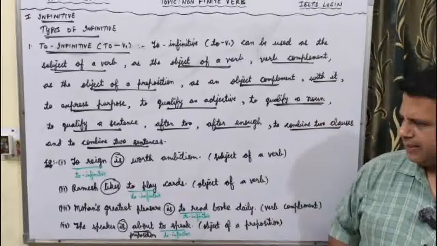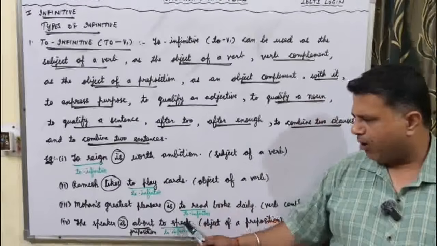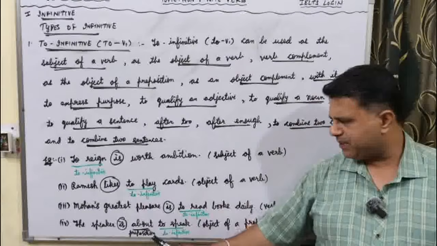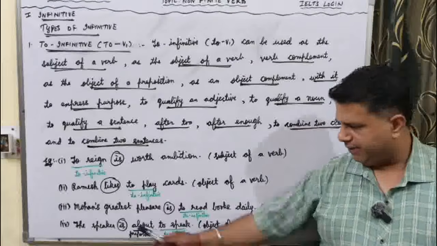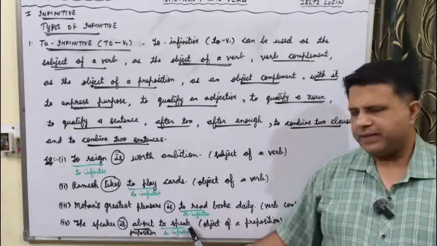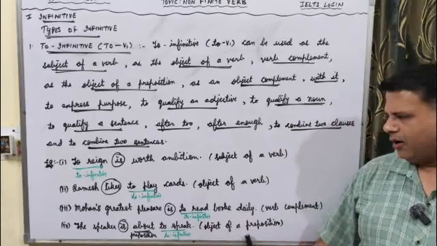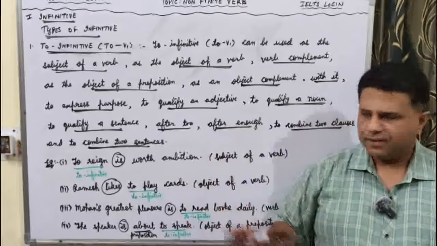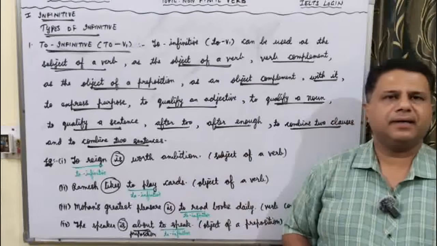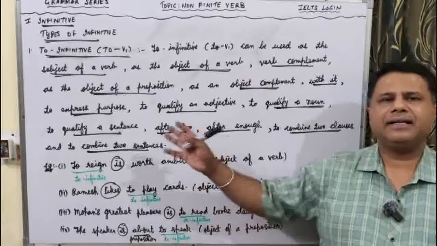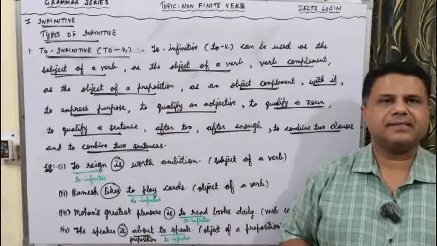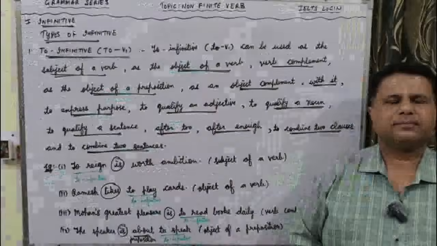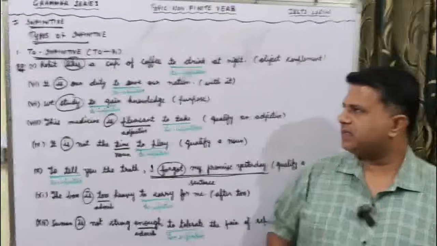See the fourth sentence. The speaker is about to speak. About is a preposition. To speak is an infinitive. Is is the tense element. Here to speak is the object of the preposition. Four examples of to infinitive are done. Ten are left. Let's discuss those ten also. Let's continue with more examples.